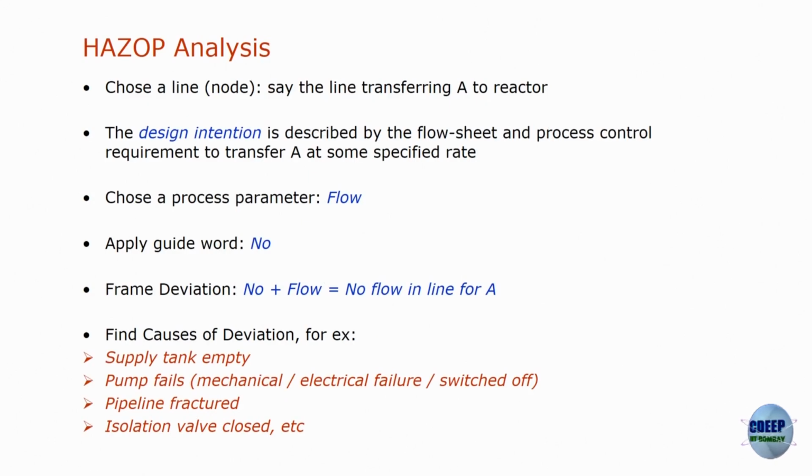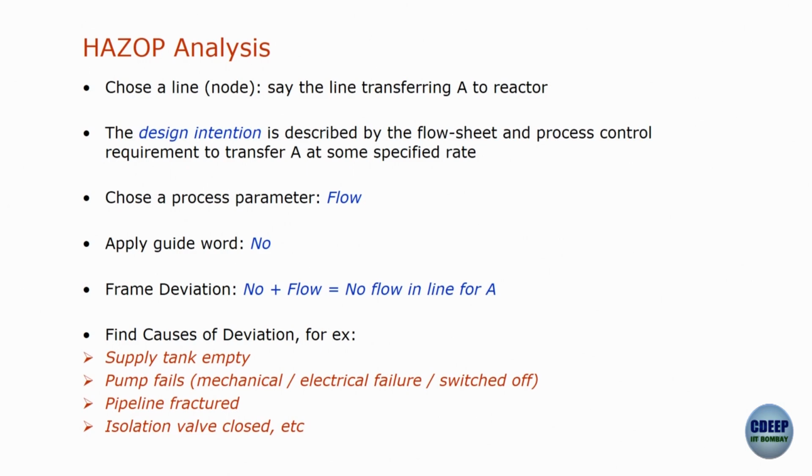Okay, so let's see how it is done. Choose a line node, say the line transferring A to the reactor. The design intention is described by the flow sheet and the process control requirement to transfer A at some specified rate. The control system is not shown here, but obviously it has to be there because flow is critical. You already know that flow rates of A and B have to be monitored very closely. One should not exceed the other in a proportion that is desired. So choose a process parameter now: flow. Flow in that line. The node is the line, the pipeline, not the reactor or the storage vessel, but the process line itself.